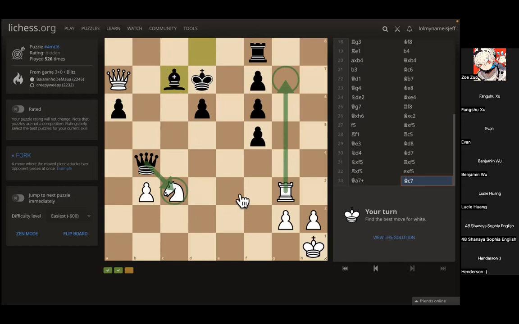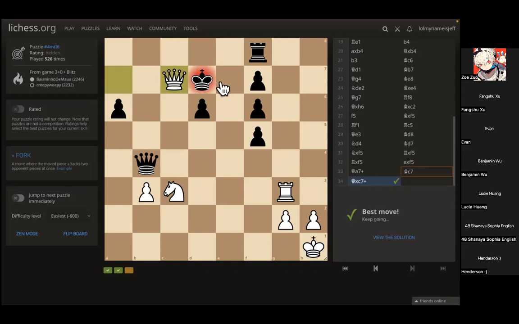Okay, this one's quite hard. The Queen solution, to c7. Queen takes c7. Queen takes c7 is the correct move. So this is kind of similar to the first one we did, where we played rook to d1, I believe, to play knight to c3.